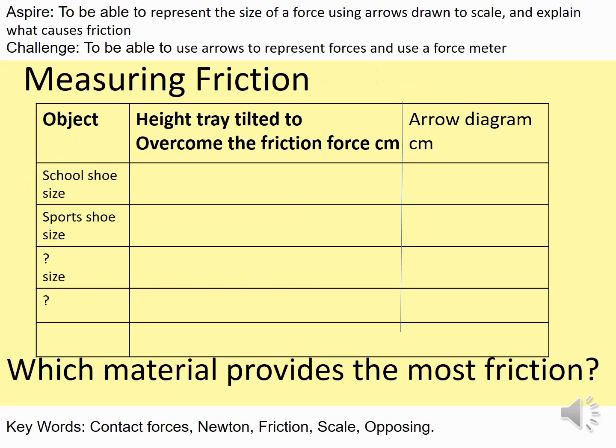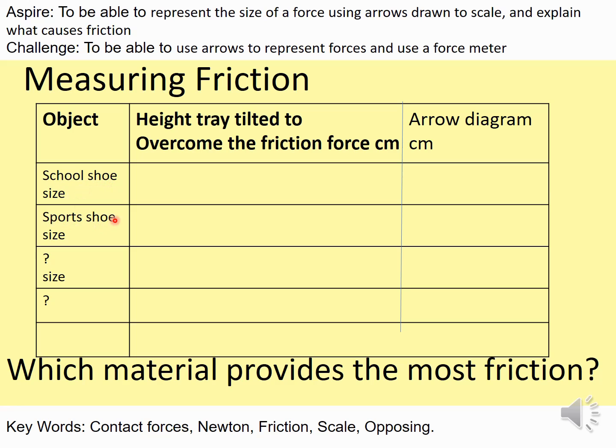So on your piece of paper, here is a results table, something like this. I'd like you to put into your notes. We've got the object, which is perhaps a school shoe. Now, my shoes are size 8, so that would be size 8.